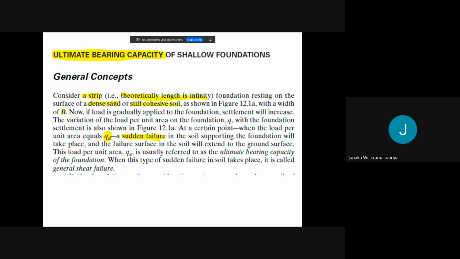There will be a certain failure that will take place, and the failure surface in the soil will extend to the ground surface. This load per unit area, q_u, is usually referred to as the ultimate bearing capacity of the foundation. When this type of sudden failure in soil takes place, it is called general shear failure. Now, in the exam, sometimes you might be asked to briefly explain what general shear failure is. Now, you will have to explain like this.